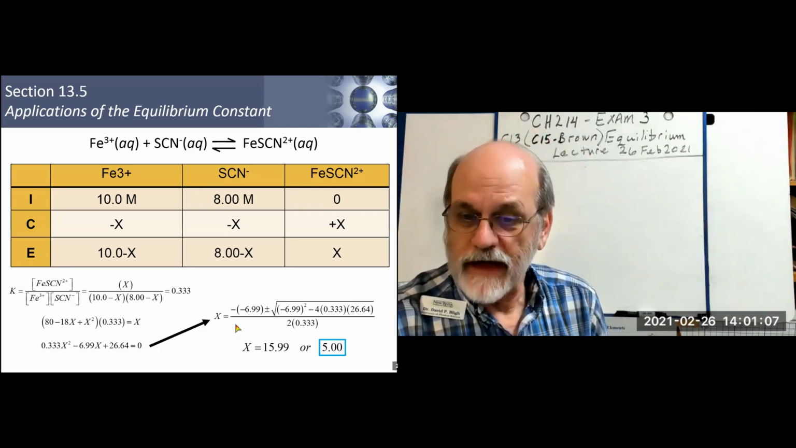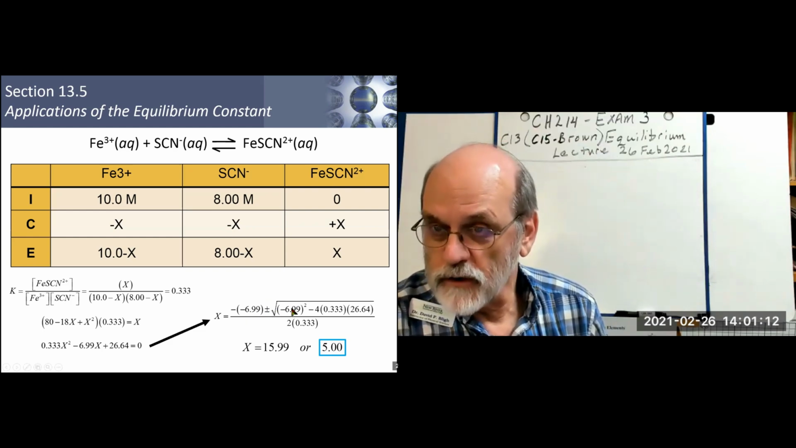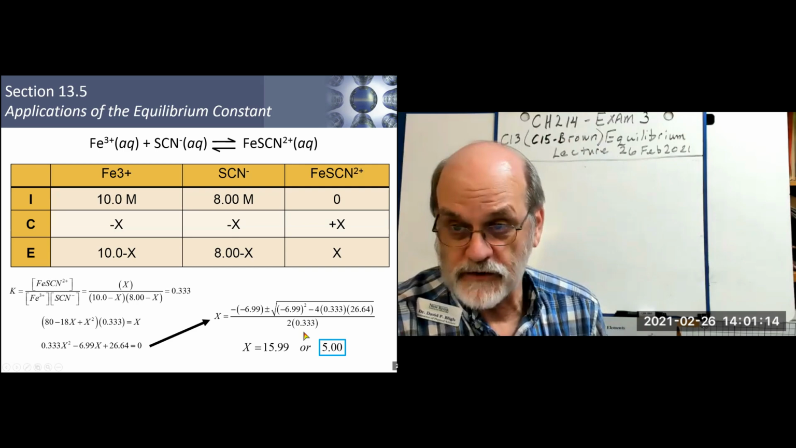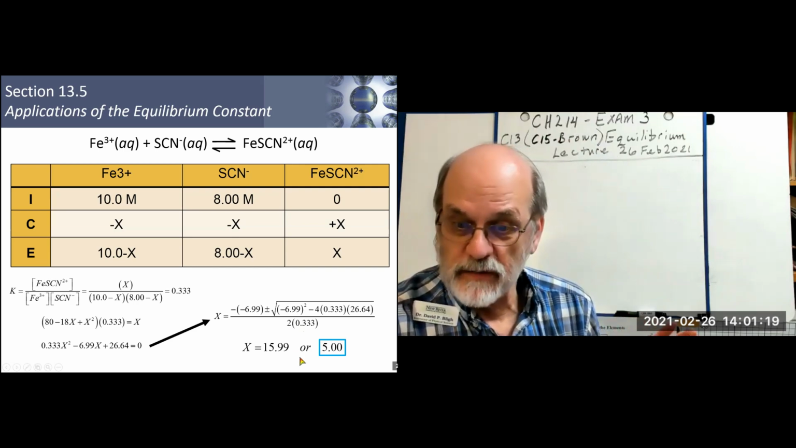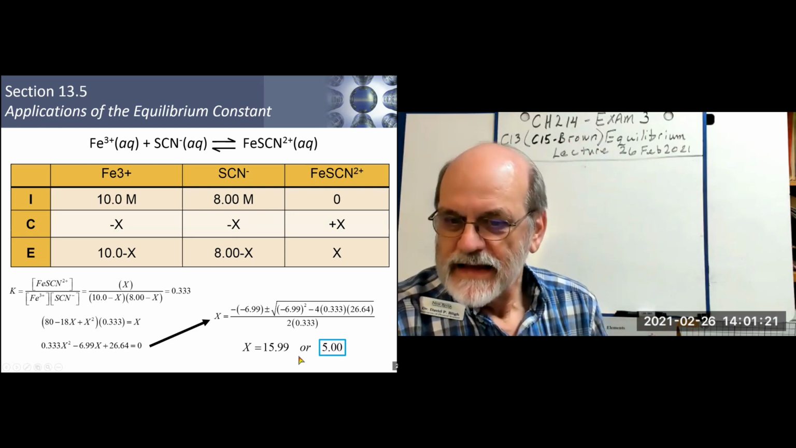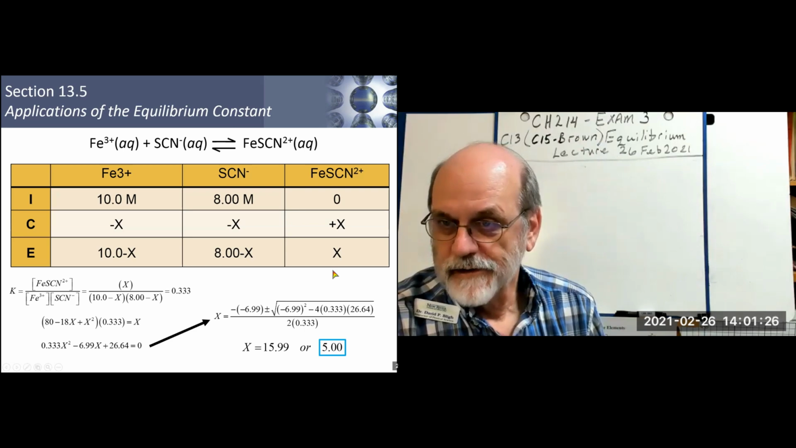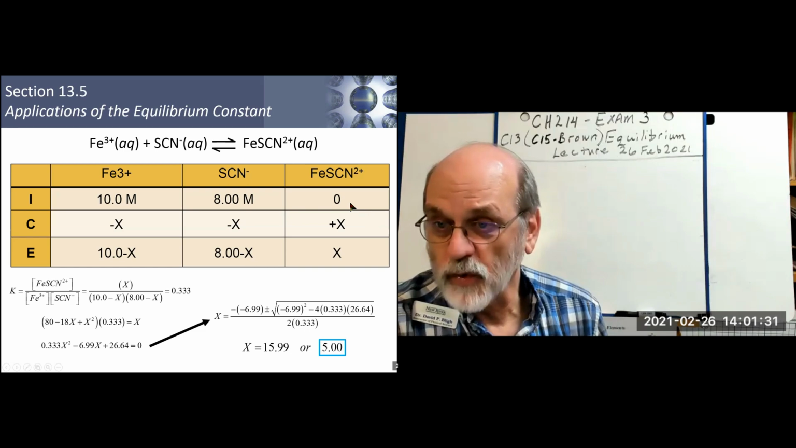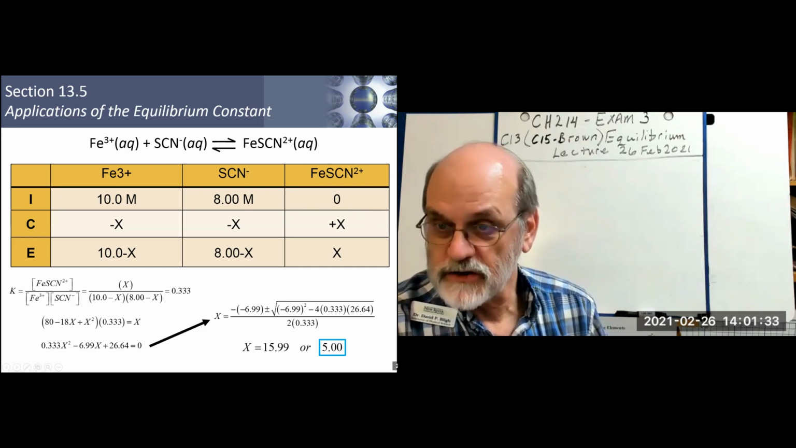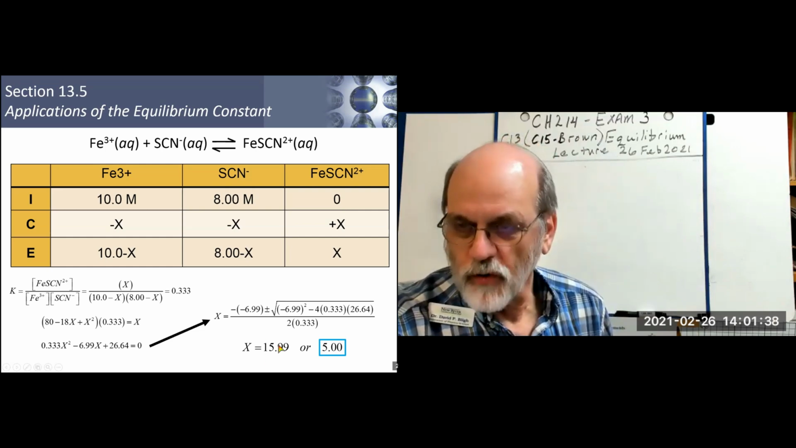So if we solve that equation, right, because we have a plus and a minus here, you solve it one way with a plus and one way with a minus. So you get 2 answers. Then you have to decide which one of the answers is reasonable, right? If X is 15.99, is that reasonable? No, because if you start out with 10, how are you going to end up with 15.9 with a 1-to-1 relationship? Can't happen. So that's the one you throw out. And the one you keep is 5.